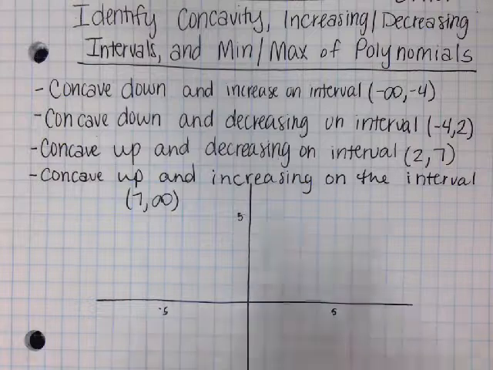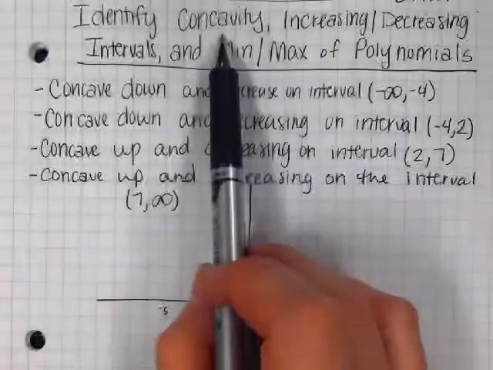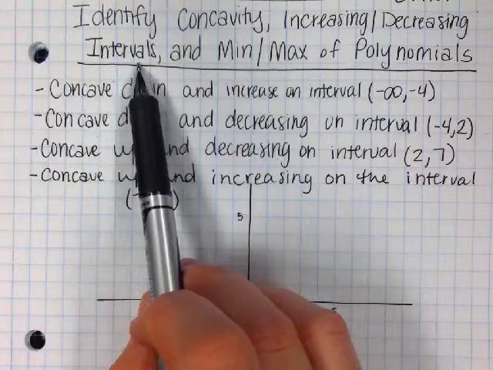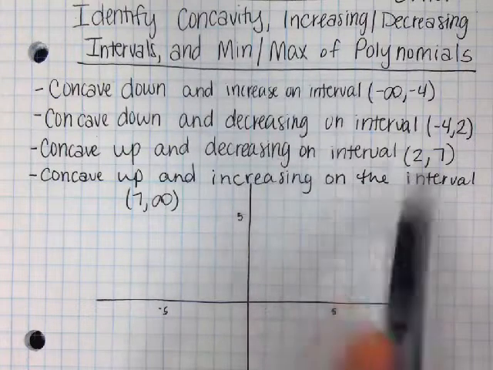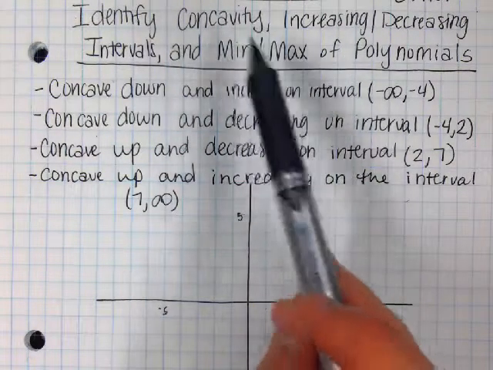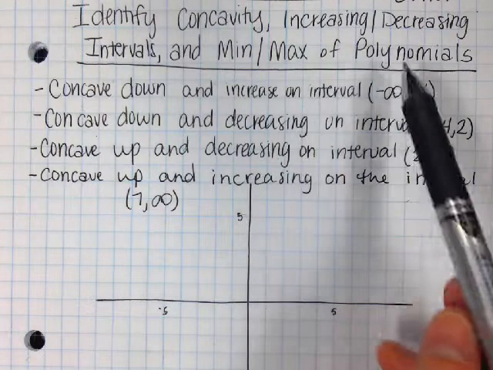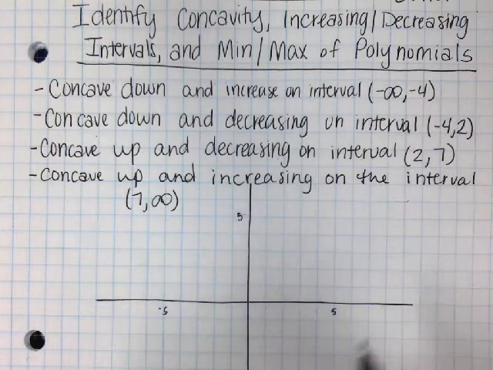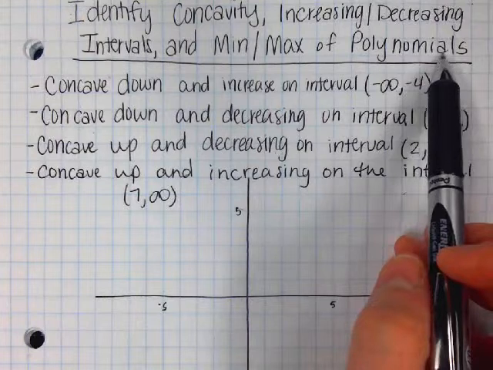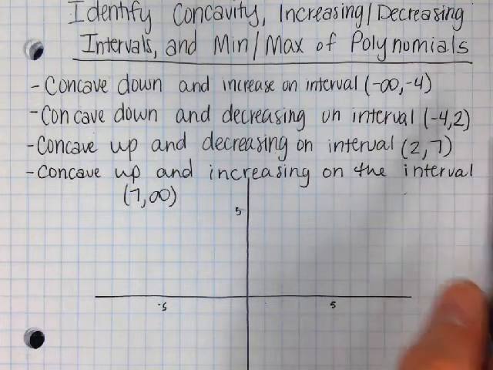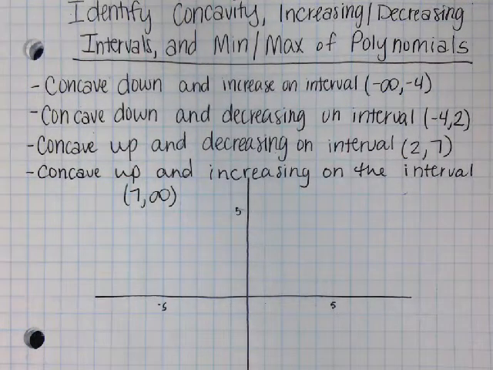Today we will be doing identifying concavity, increasing, decreasing intervals, min, max of polynomials. If you remember, we did cover this a little bit ago. This is more of a review, and this is more talking about polynomials. We were talking about quadratics, now we're going to be talking about polynomials. Polynomials can be any degree. It can be squared, cubed, to the fourth, to the fifth, whatever. It can be to anything.